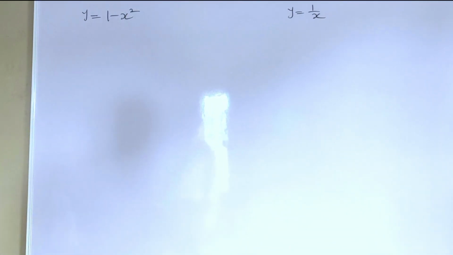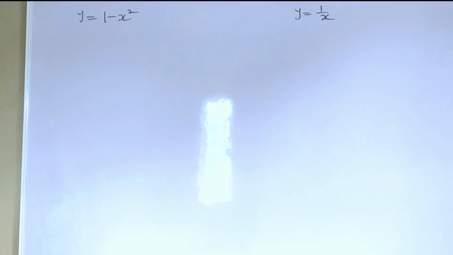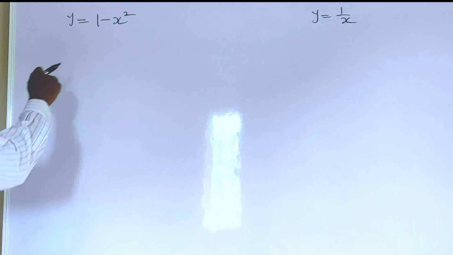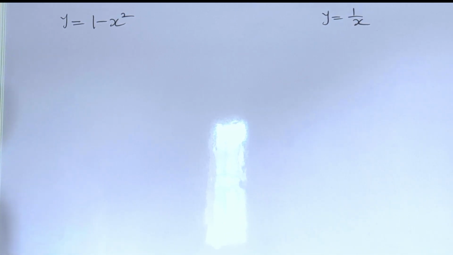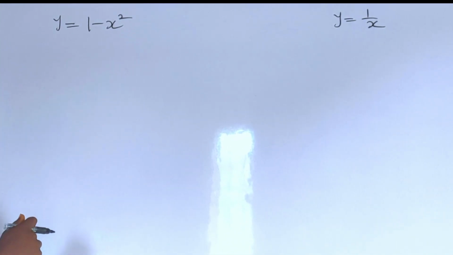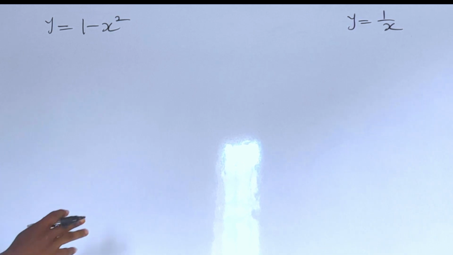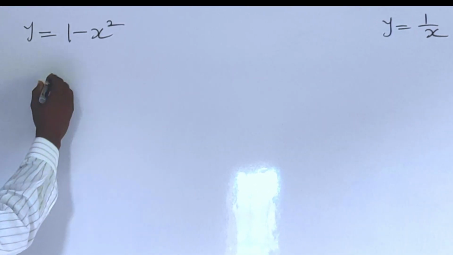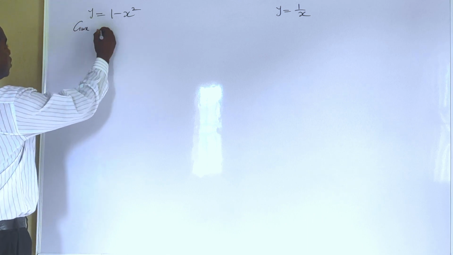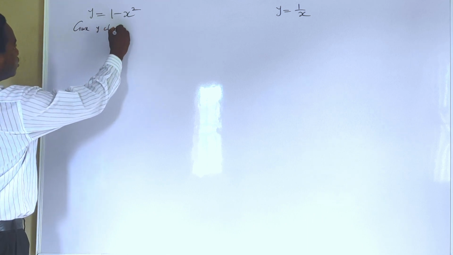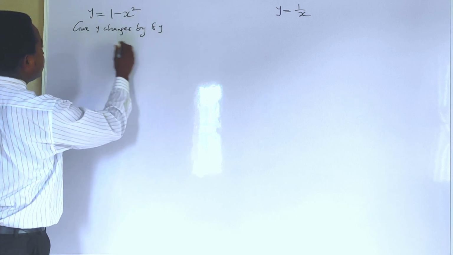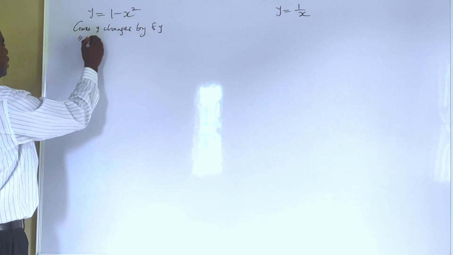And in today's lesson, I'm going to be showing you how to obtain the derivative of a function from the first principle. So we have y equals 1 minus x raised to power 2 and y equals 1 all over x to find their derivatives, okay? So the first principle is where derivative begins, okay? So given y changes by delta y and x changes by delta x.